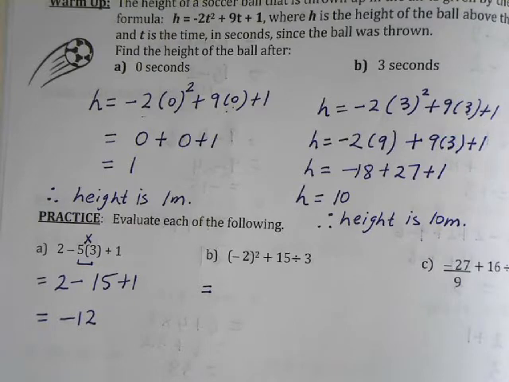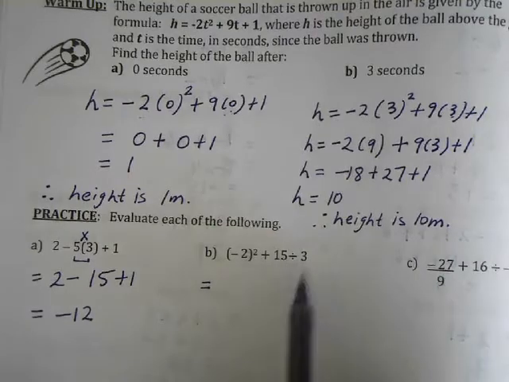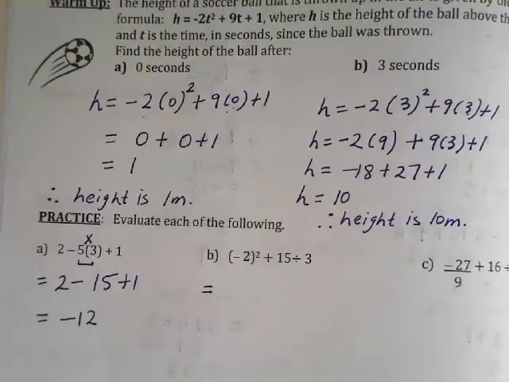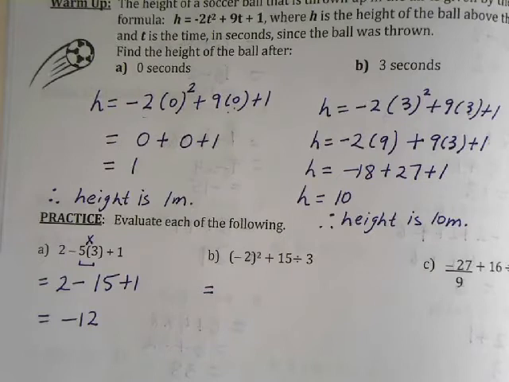We have exponents and we have division. What do I do first? Tell me what you do first. When you follow the BEDMAS rule, exponents come first.